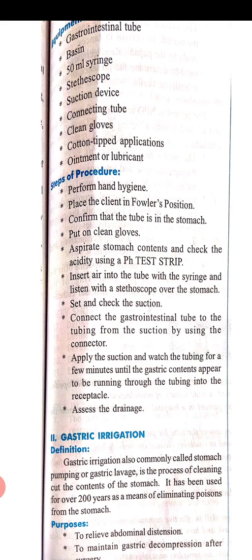After applying the suctioning, wash the tubing for a few minutes. Through the tube, the secretions are passed away in the tubing, by which we will confirm that the secretion is being removed. Then through the drainage system, assess the drainage, and the secretions will be removed through the suction machine.